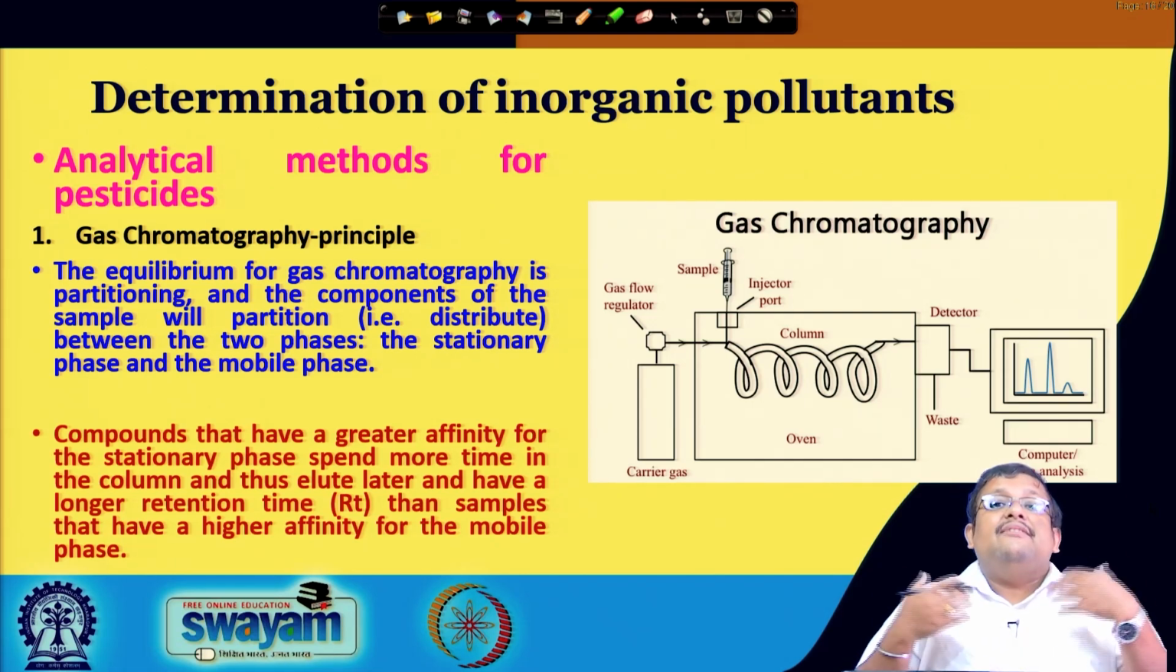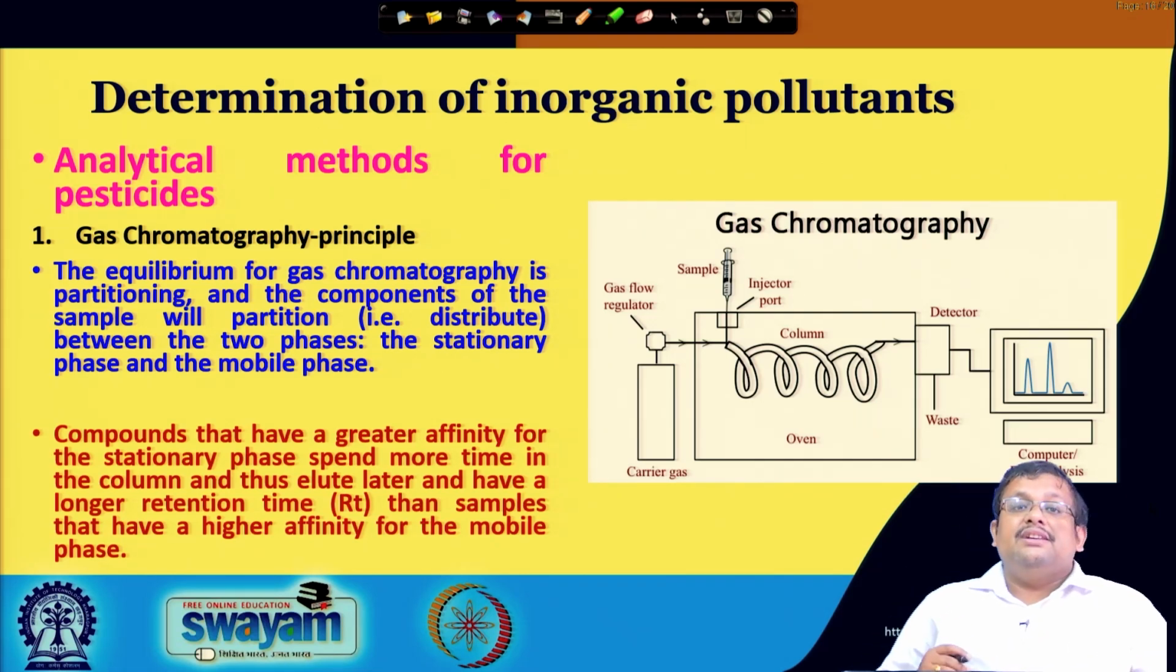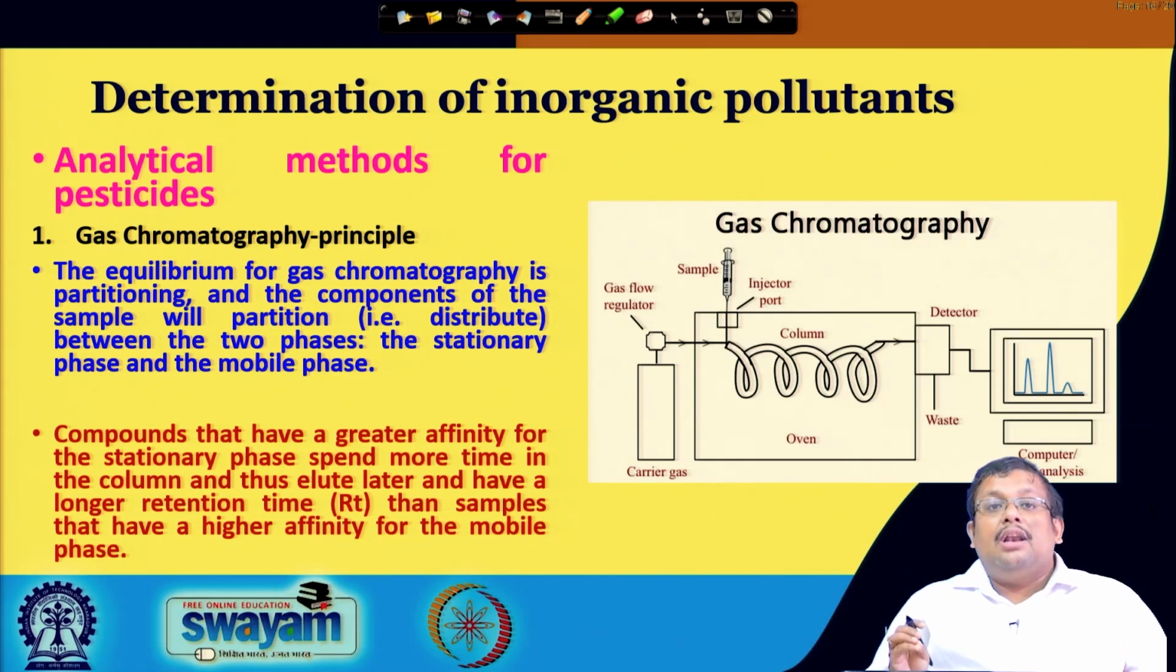So, compounds that have a greater affinity for the stationary phase will spend more time in the column, and thus they will elute later and have a longer retention time. Based on this retention time we will get different peaks, as you can see in this picture.